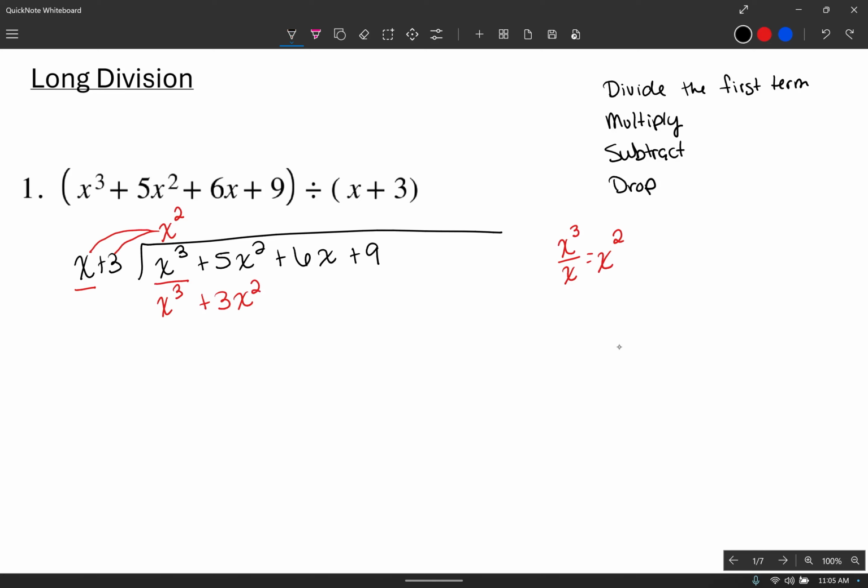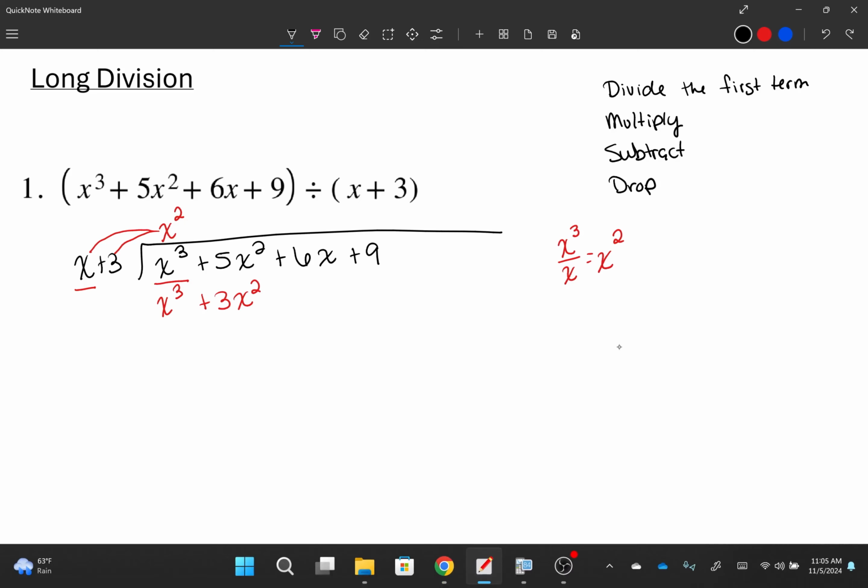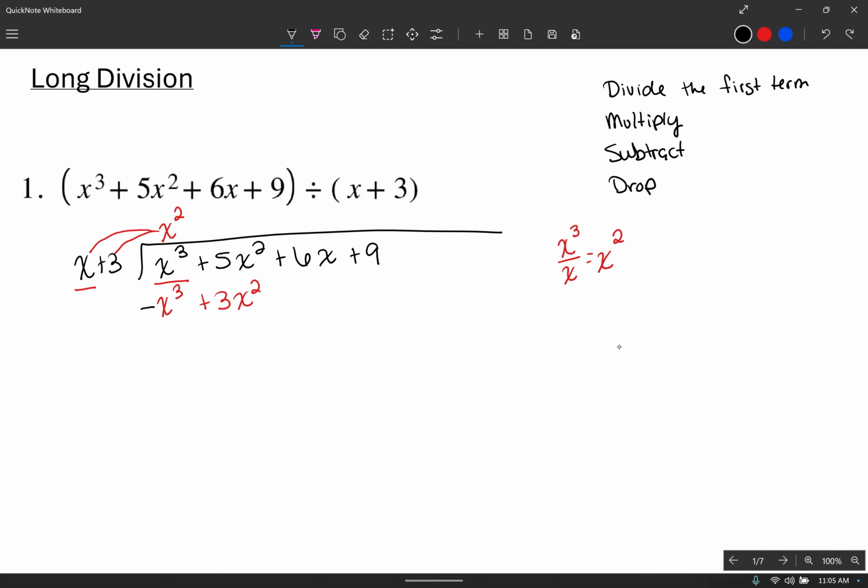Now I'm going to subtract. So it's easier for me, and maybe easier for you too, to just go ahead and change these signs. So if this is positive, now it's negative, and if this is positive, now it's negative. I'm subtracting them. So I have x to the third minus x to the third, which should be 0. That should always cancel out. And then I have 5x squared minus 3x squared, which is 2x squared. Now, you always want to make sure that your like terms are adding up. So my x to the thirds were adding up, and my x to the seconds were adding up.